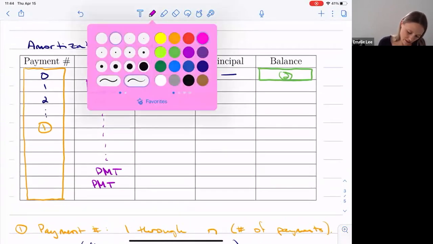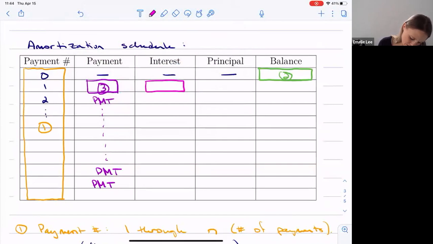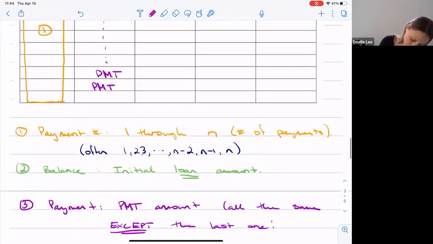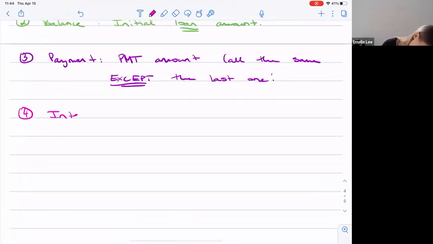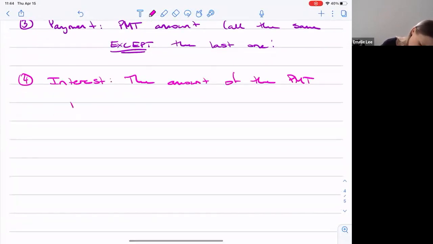So now I'm ready to move on to this interest, which I'll call 4. This is the amount of interest. In fact, it's the amount of the payment paying off interest. So 4: the interest, the amount of the PMT paying off this interest amount.